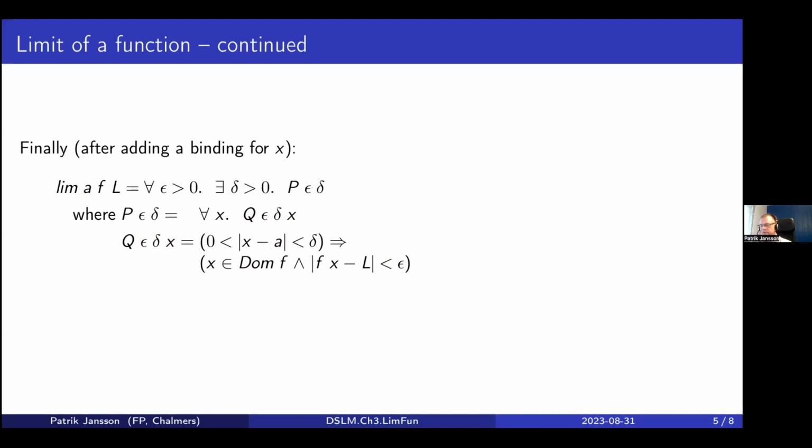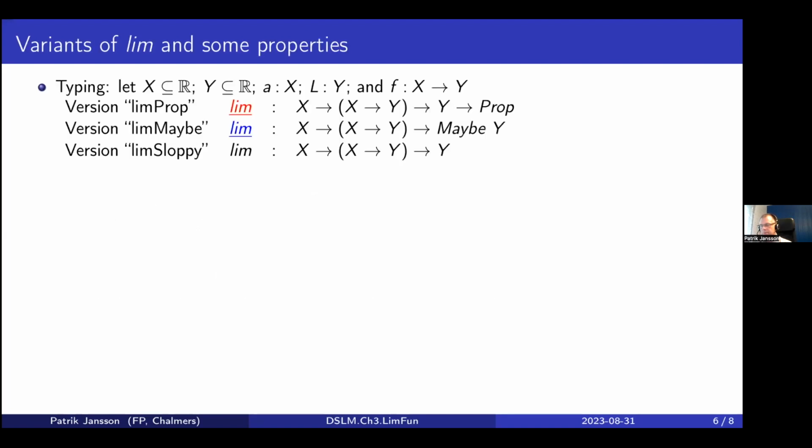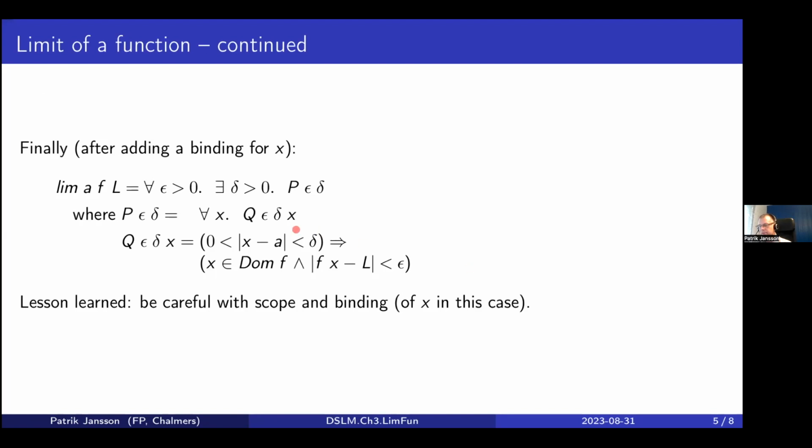Okay, so this is a way of coding up the predicate, and hopefully one might in the computer be able to check for particular A, F, L if it holds, but it's not necessarily implementable. The lesson learned here is one needs to be careful with scope and binding, in this case of x. And one can also analyze the types here to see that epsilon is a real number greater than 0, delta as well, and x is a real number. But we will not go into details of the typing here because we've done that a bit before.